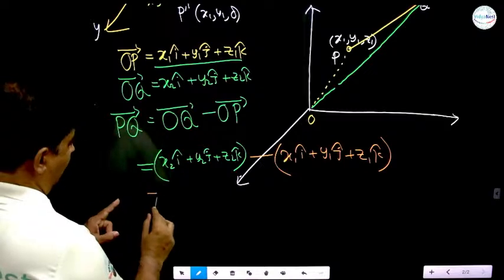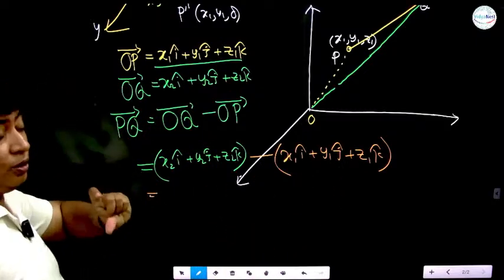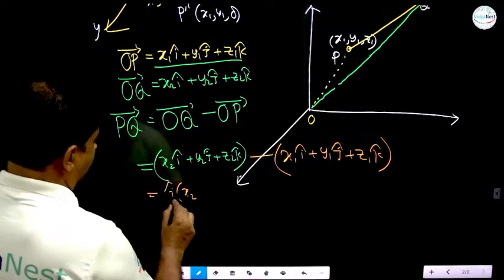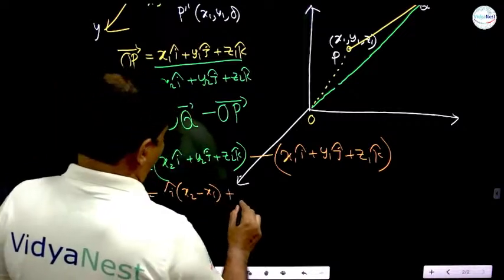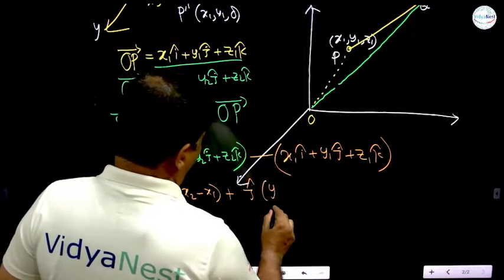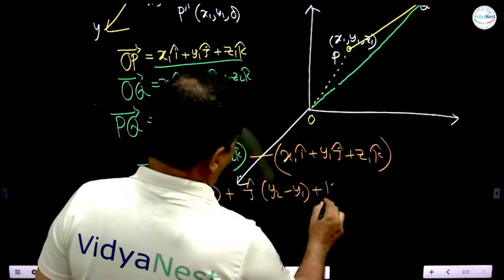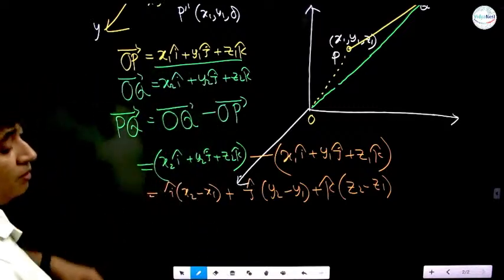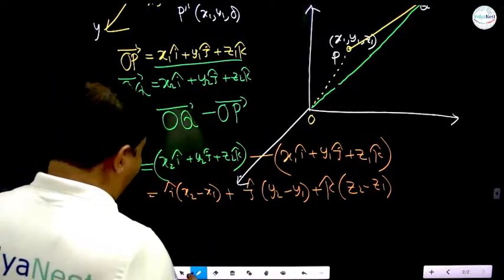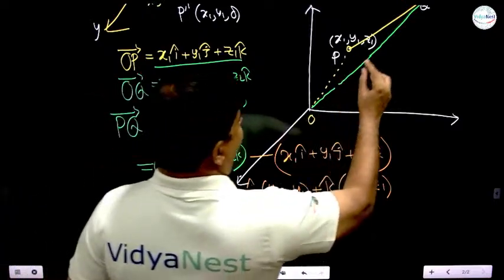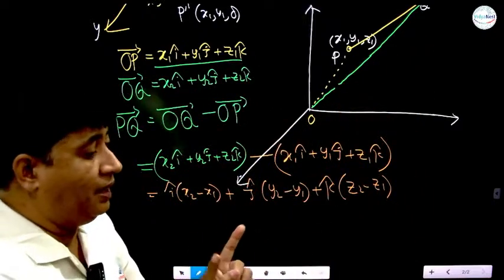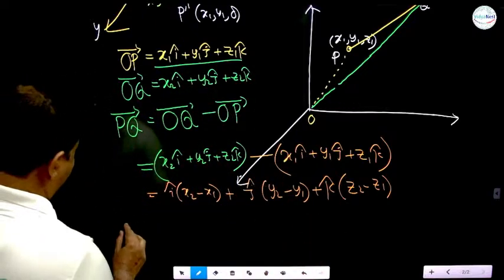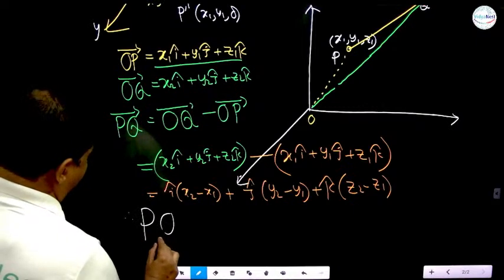So if I remove the bracket and put all ijk together, I get x2 minus x1 i, y2 minus y1 j, z2 minus z1 k. So that is PQ. Now what is the distance between P and Q? Distance will be denoted by magnitude, in physics, in vector. Yes or no? Yes, sir. Magnitude of PQ.